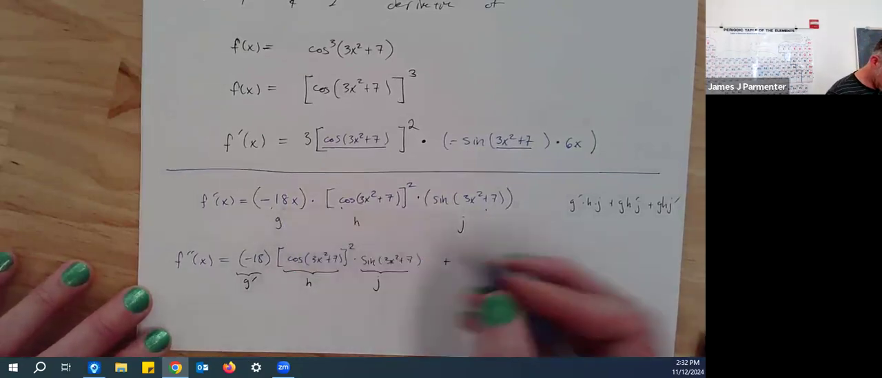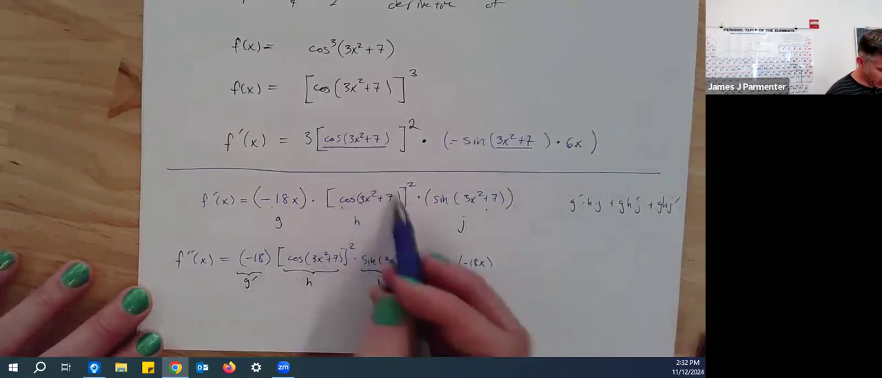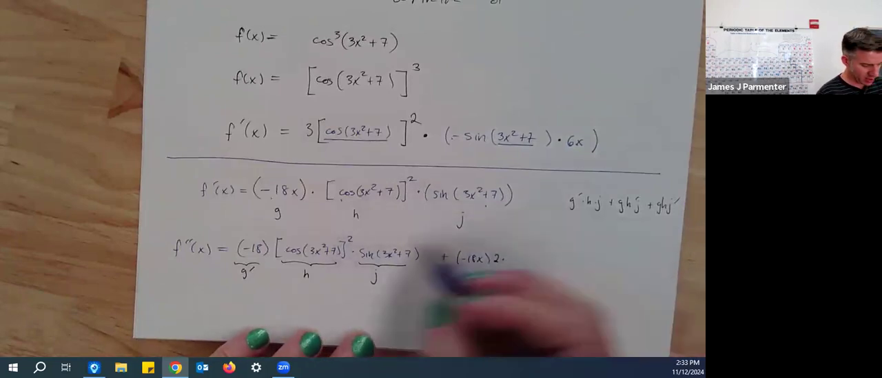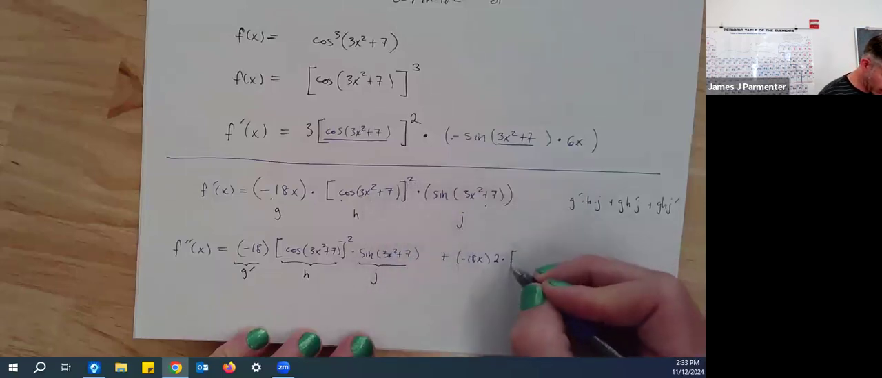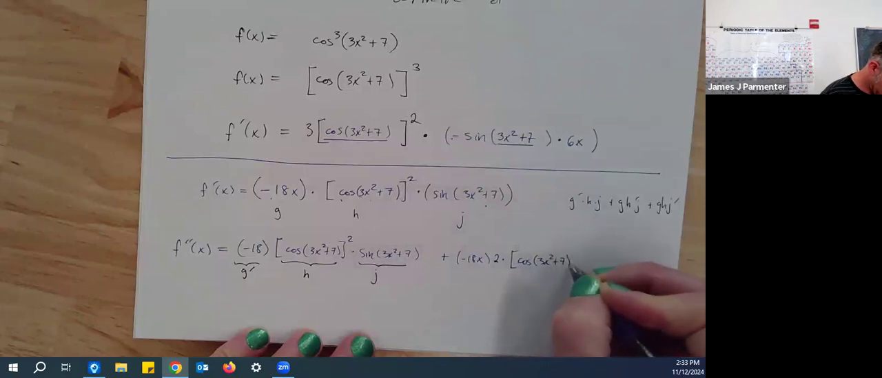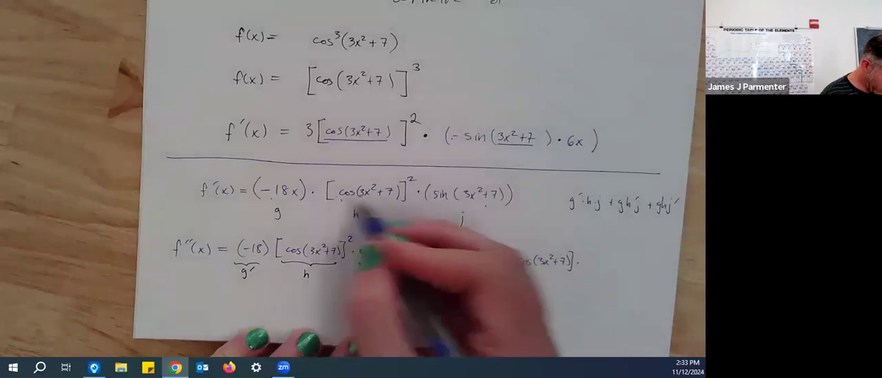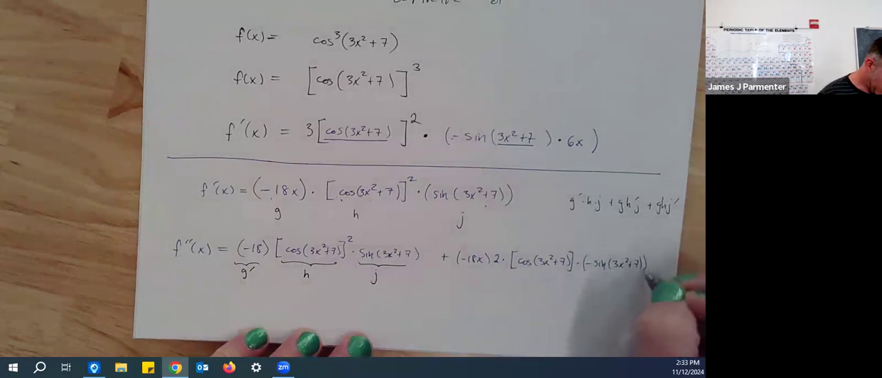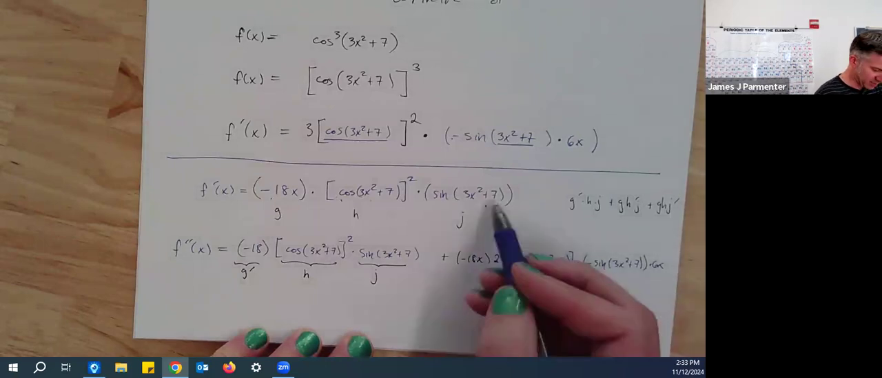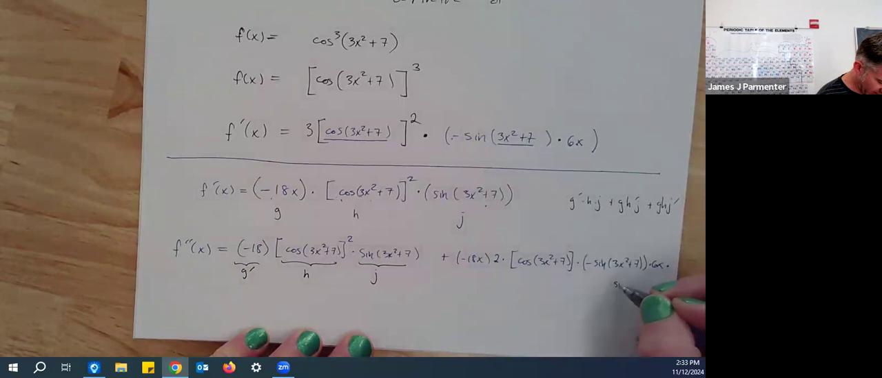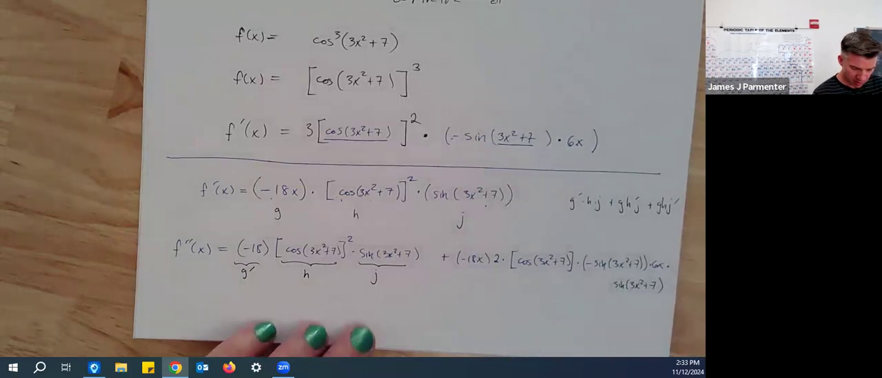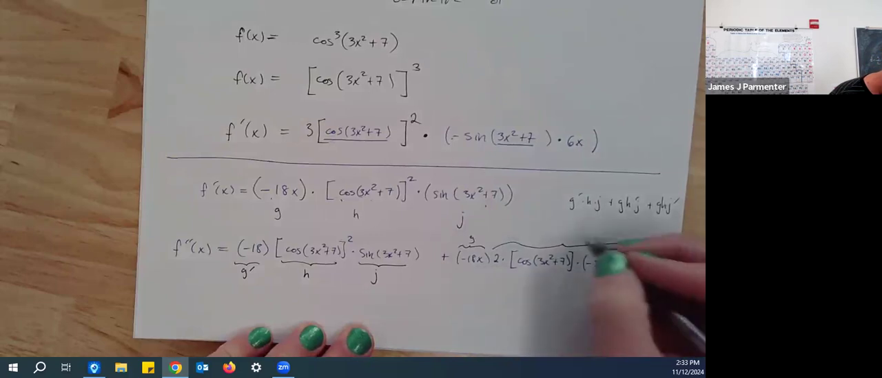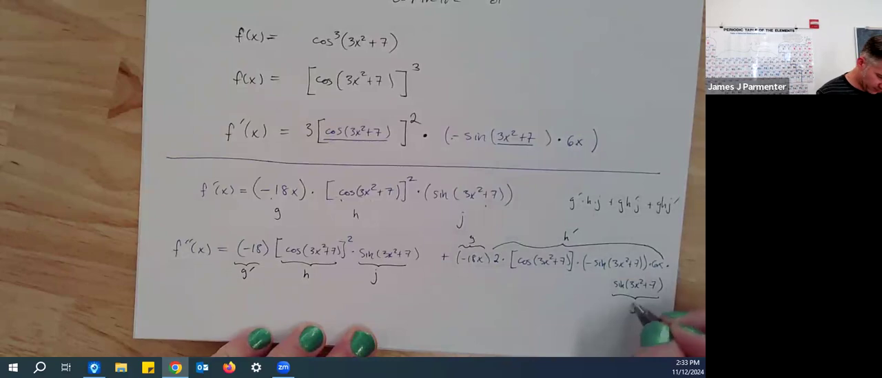Now we're going to do G, which is just negative 18x, times the derivative of H, which is going to be the worst one. So the derivative of cosine of some stuff squared, ooh, it's going to be real messy. The derivative of some stuff squared is 2 times our stuff to the first times the derivative of cosine of 3x squared plus 7, which is negative sine of 3x squared plus 7, times the derivative of the inside stuff here, which is 6x, times the J over here, which is, good lord, sorry, it's a little messy. So I'll just point out, there's my G, there's my H prime, and there's my J.